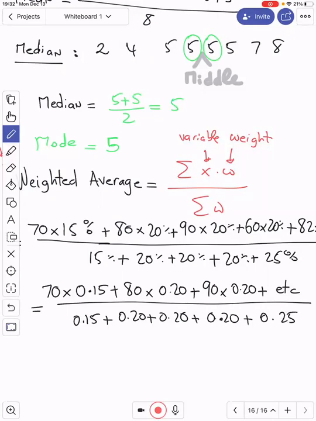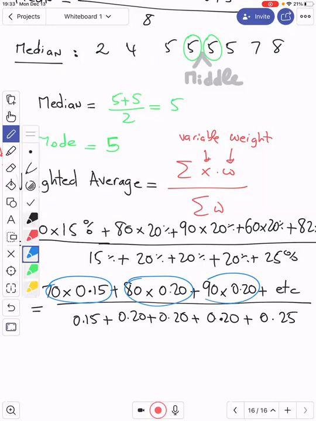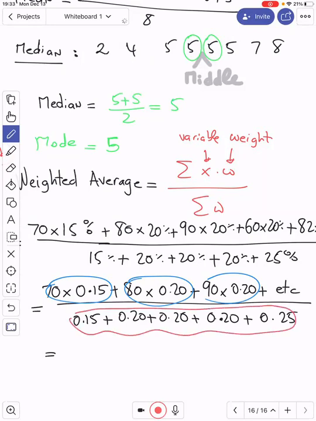Of course, here you need to multiply these numbers, and then compute the sum. Then you need to add the numbers in the denominator. Actually, the denominator would be equal to 1. The 0.15 plus 0.20, etc., that would be 1. The denominator is 1. So all you have to do is compute the top.